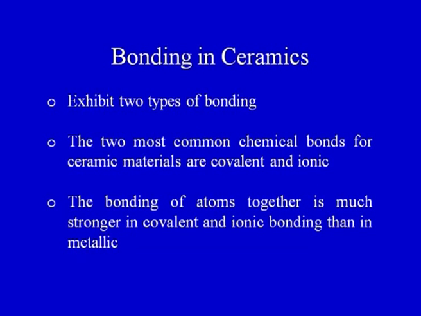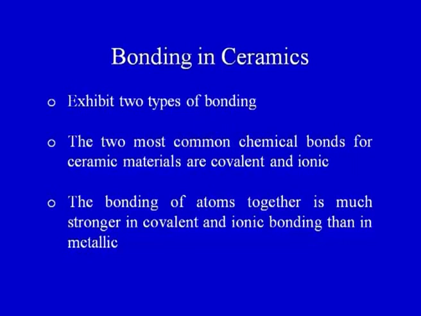Now, bonding in ceramics is one of the important points that we want to highlight today. Two types of bonding usually exist in ceramics, the ionic and the covalent bonding. So the two most common chemical bonds for ceramic materials are covalent and ionic bonds. The bonding of atoms together is much stronger in covalent and ionic bonding than in metallic bonding.